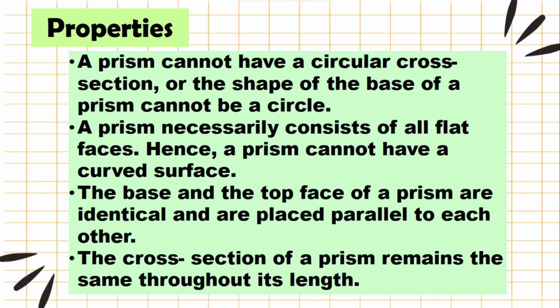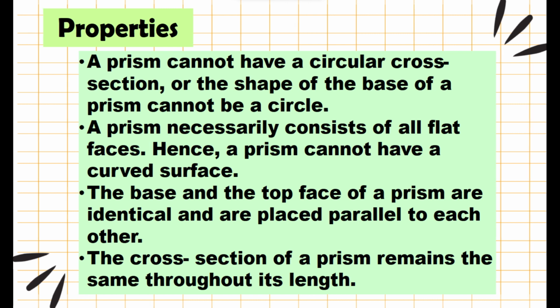The first property of a prism is that a prism cannot have a circular cross-section, or the shape of the base of a prism cannot be a circle. Second, a prism necessarily consists of all flat faces. Hence, a prism cannot have a curved surface. Third, the base and the top face of a prism are identical and are placed parallel to each other. And lastly, the cross-section of a prism remains the same throughout its length.